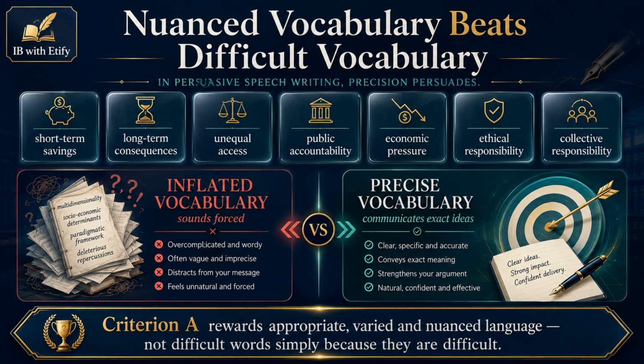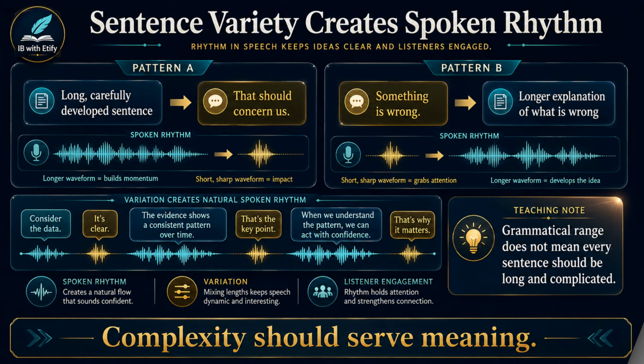Vocabulary should also be varied without becoming inflated. Criterion A rewards language that is appropriate and nuanced. It does not reward difficult words simply because they are difficult. Expressions such as short-term savings, long-term consequences, unequal access, public accountability, economic pressure, ethical responsibility, and collective responsibility can be useful because they express precise ideas. Use them naturally. The same principle applies to grammar.